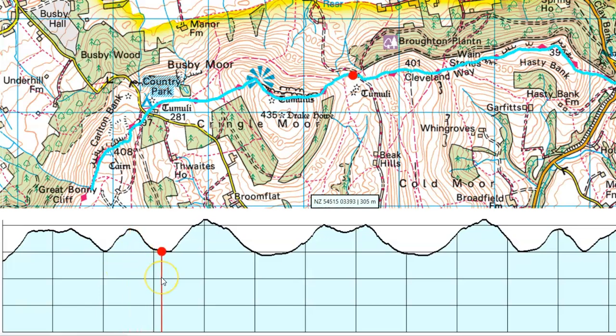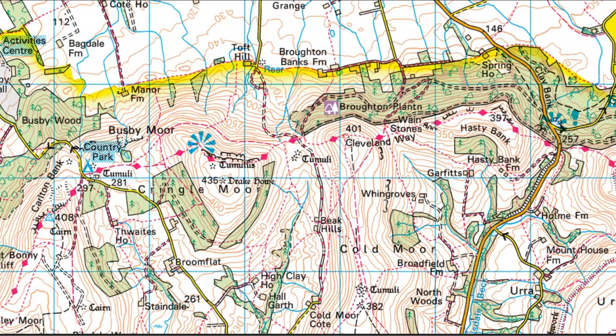Along, down, up, down, up to that 408 height, and then along, and there I turned round and came home, or at least came back to where I started from.